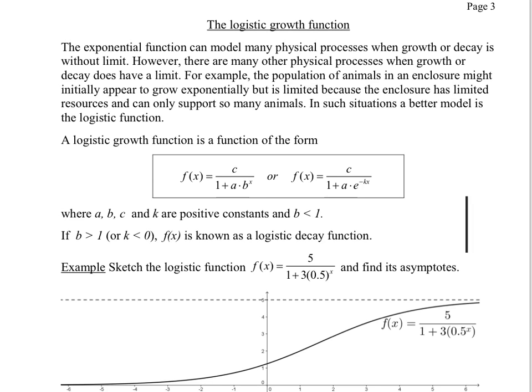However, in real life, would it be possible for the population of those rabbits to continue to increase? At some point, the rabbits are going to run out of food, and so there's going to be a slowdown in the growth of the population. They're going to reach their limit, and that's what the logistic growth function is good for.